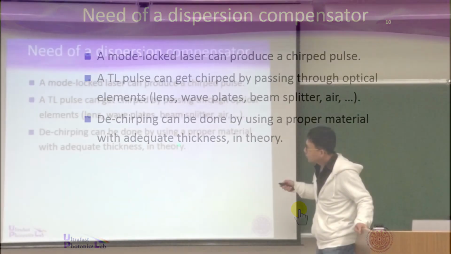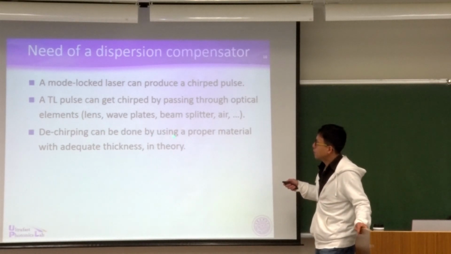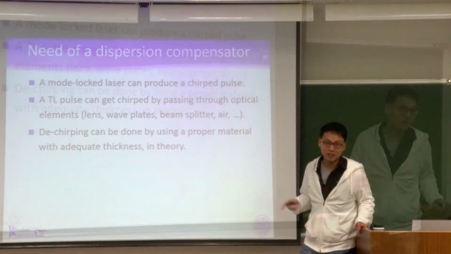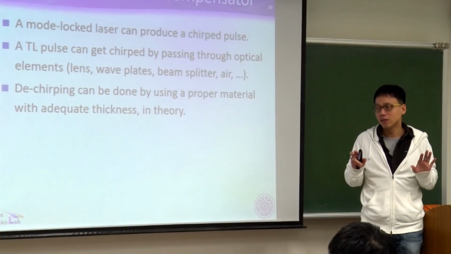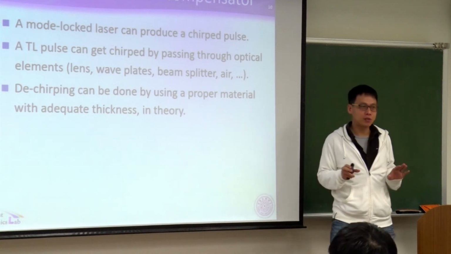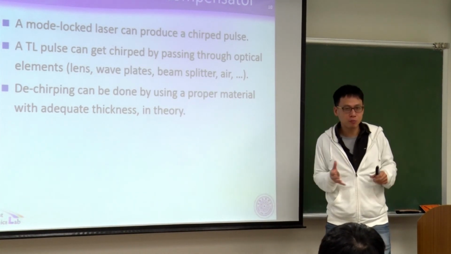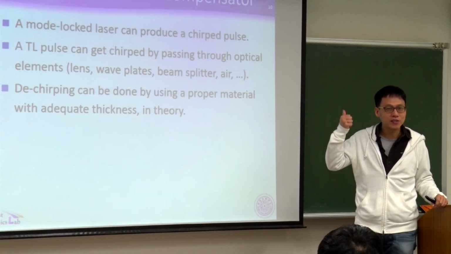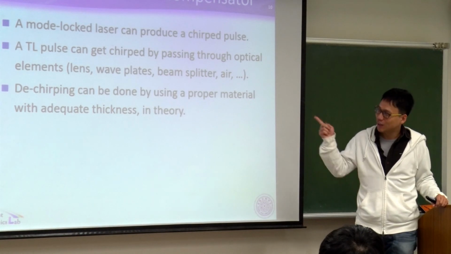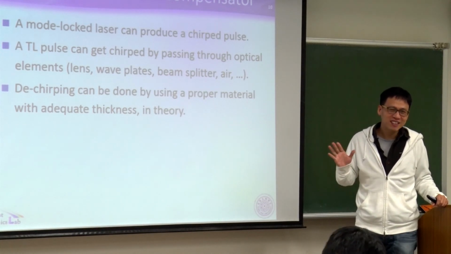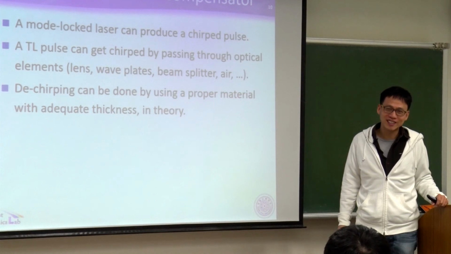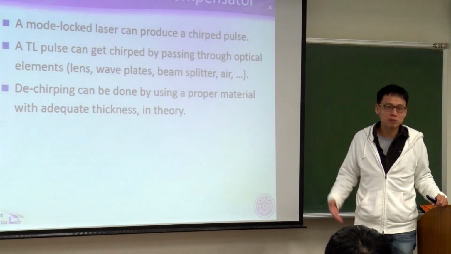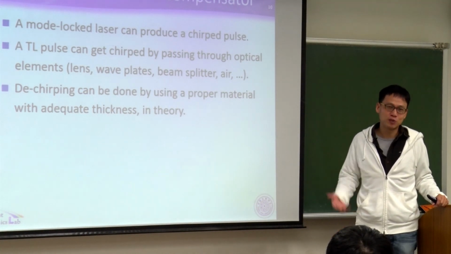And in theory, the compression can be done by using a proper material of adequate thickness, right? In this lesson, we analyzed the formulas of material dispersion. So maybe if you have some chirped pulse, if you know the chirp, you can find some suitable material with adequate thickness, and you can do dispersion compensation. But this seems not a very good idea, right? It's a case-by-case solution. Sometimes you can never find a suitable material for your spectral chirp.